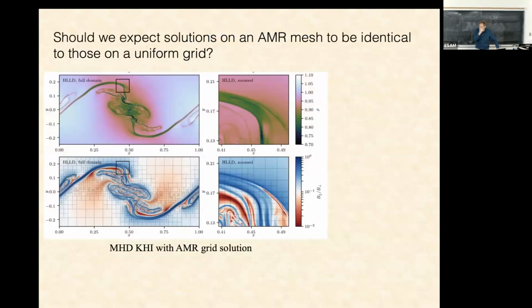Yes. So they have this sort of seeming magic of AMR. Does that mean an AMR solution is exactly the same as a solution on a uniform mesh? That's sort of the underlying assumption. We can just lay down this fine mesh, and it's almost as if we had just a fine mesh everywhere.